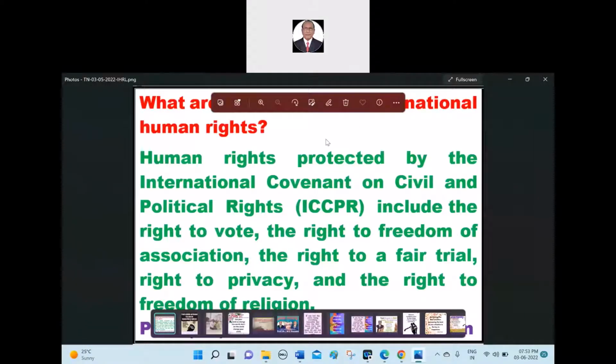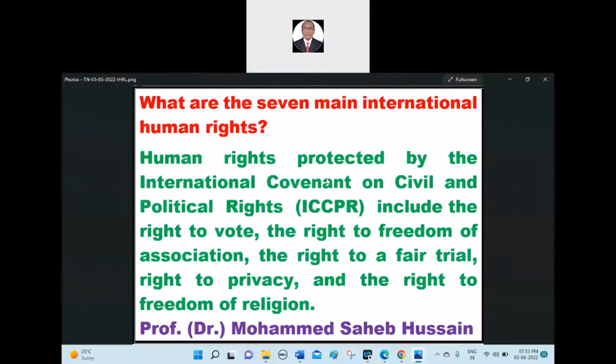What are the 7 main international human rights? Human rights protected by the International Covenant on Civil and Political Rights, that is ICCPR, include the right to vote, the right to freedom of association, the right to fair trial, the right to privacy, and the right to freedom of religion. So these are the 7 main international human rights, compiled by Professor Dr. Mohammed Saheb Hussain.